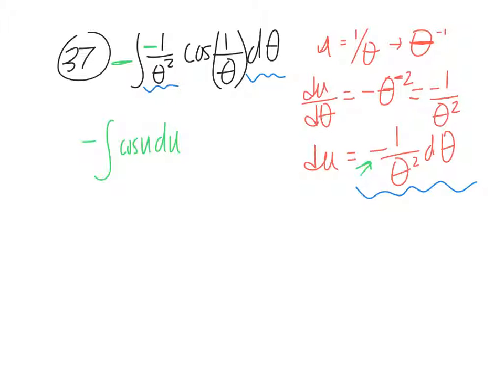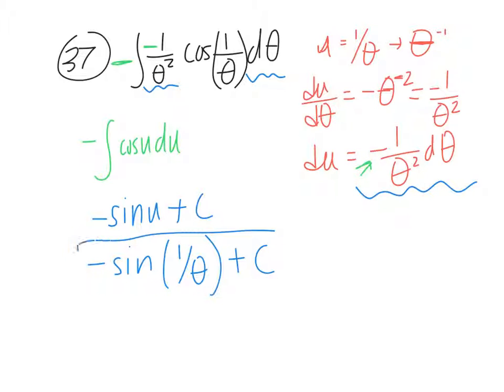The antiderivative of cosine is sine, and there was a negative in the front, so I'm going to have negative sine of u plus c, and then I'll just go ahead and plug in what u was, which was 1 over theta. So that's the final answer right there.